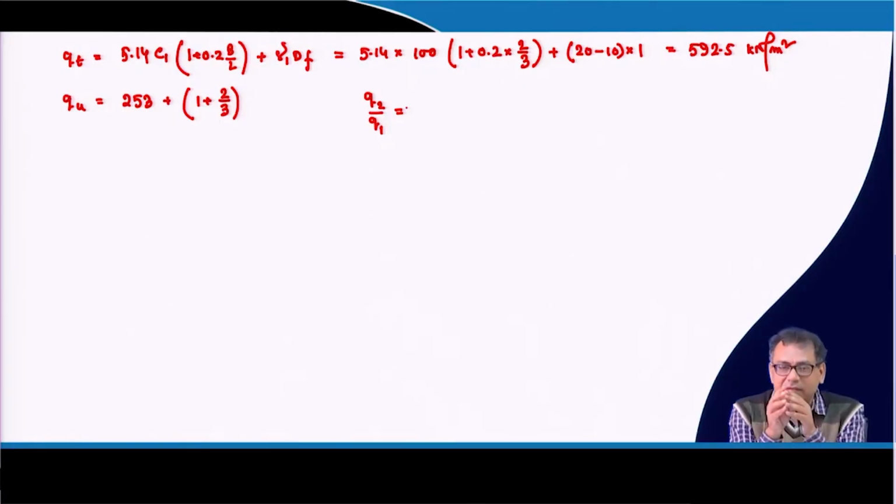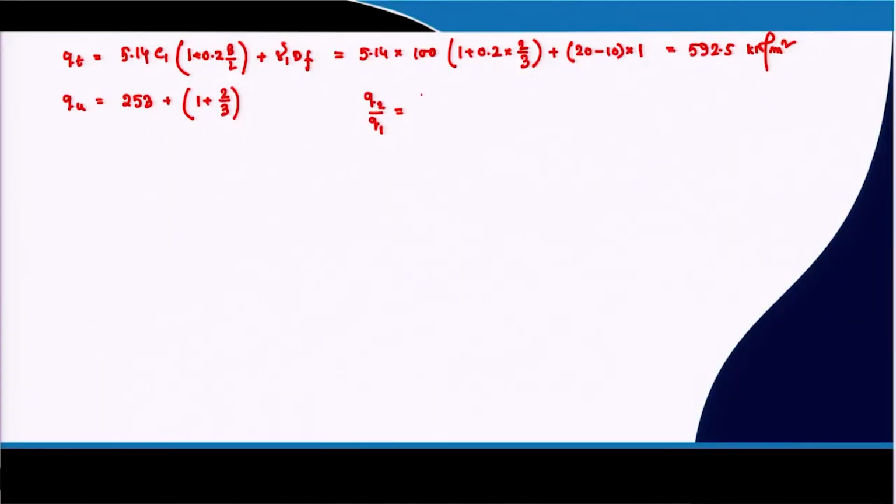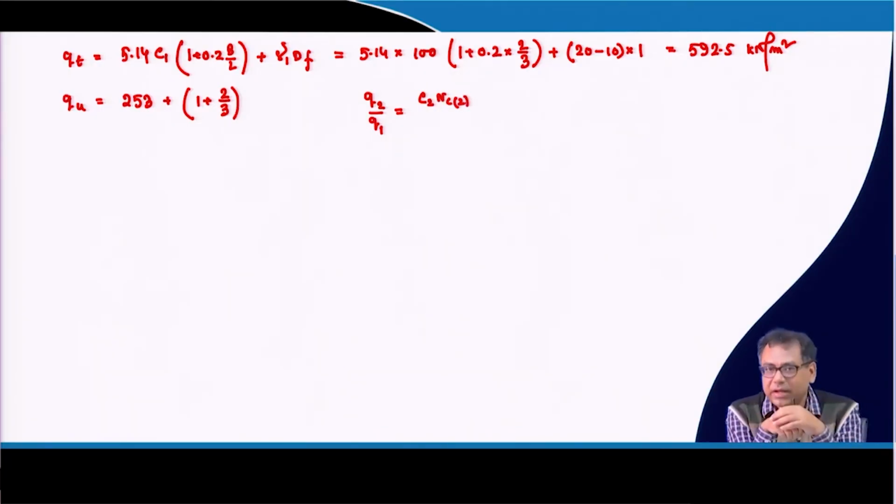Now, here in this case phi is equal to 0, so your third term will also be 0. So, only the first term remains, and it is a strip footing, so the shape factor will not be considered. So, you will have C2 Nc2, and that is the only Q2 value. Even if you consider the shape factor, it does not matter, because it is a ratio and it will cancel out.